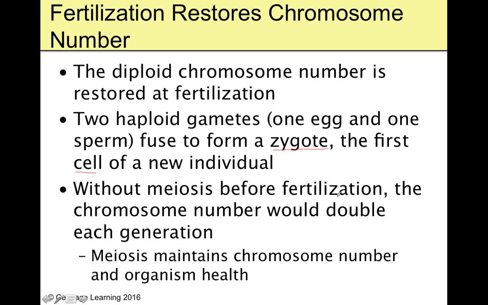Without meiosis before fertilization, we would have this problem of doubling the chromosome number with every single generation, and that would probably be pretty bad. Humans and animals certainly couldn't tolerate this. Plants could tolerate it for a little bit, give or take, but eventually they wouldn't be able to tolerate it either. And so meiosis maintains our chromosome number, and hopefully by mixing around those chromosomes, it maintains our organism health because it gives us a lot of genetic diversity.